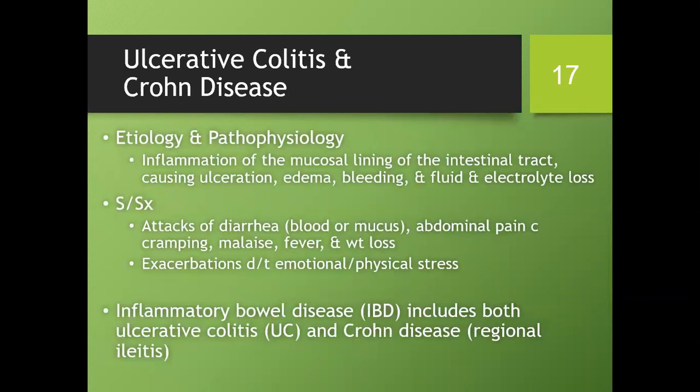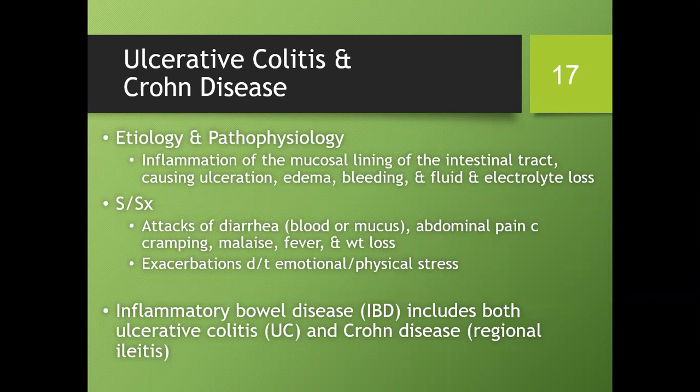Ulcerative colitis versus Crohn's disease. Well, both are inflammation of the mucosal lining of the intestinal tract. They cause ulcerations, edemas, bleeding, fluid and electrolyte loss, etc. Both patients may experience attacks of diarrhea with blood or mucus in the stool, abdominal pain with cramping, malaise, fever, and weight loss.